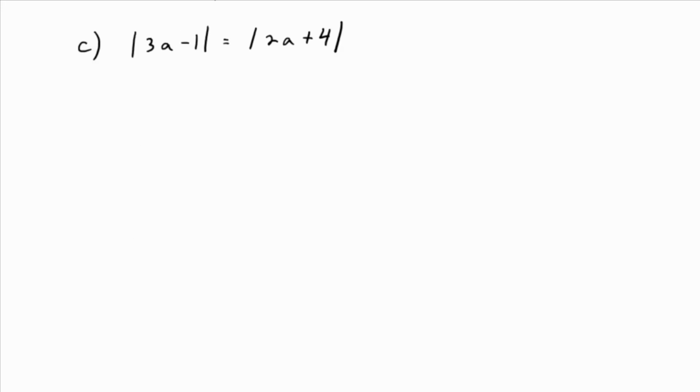So isn't it possible, I'm going to put this on the right side, but it's the easier one to comprehend, so I'm going to write it down first. Isn't it possible that the guys inside the absolute values are equal? Isn't it possible, in other words, that 3a minus 1 is just equal to 2a plus 4? Sure. Why not? But then what's the other possibility? And there really is only one other possibility.